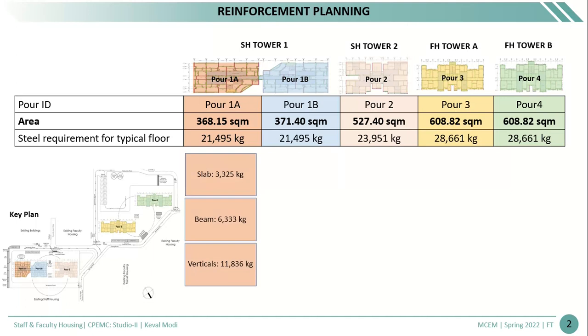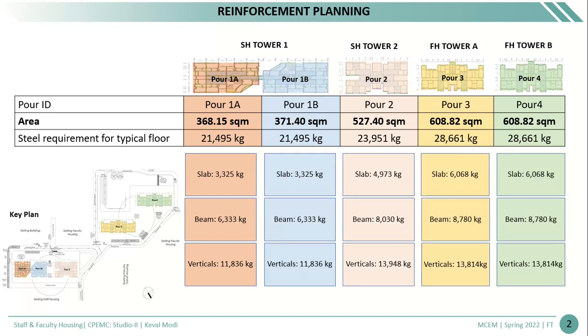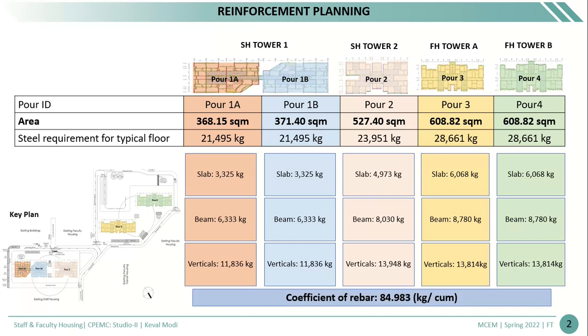from which in slab around 3.3 thousand kg of steel is required, in beam around 6.3 thousand kg of steel is required, and in verticals around 11,000 kg of steel is required. Further breakdown of slab, beam and verticals is mentioned here for each pour. Based on this calculation, the coefficient of rebar on our site comes to around 84.98 kg per cubic meter.